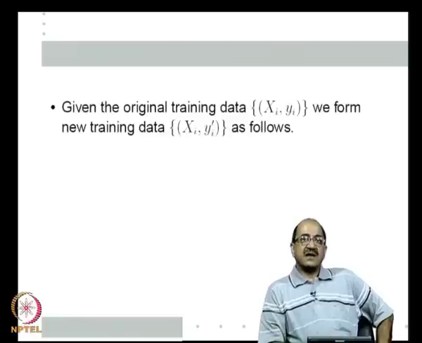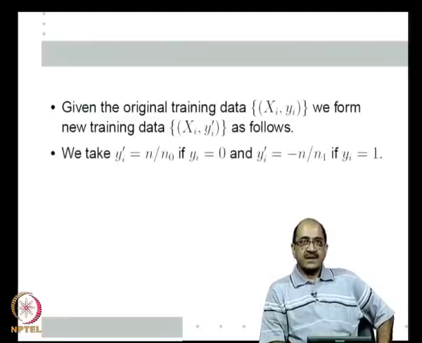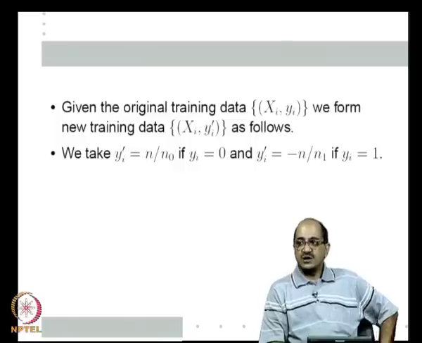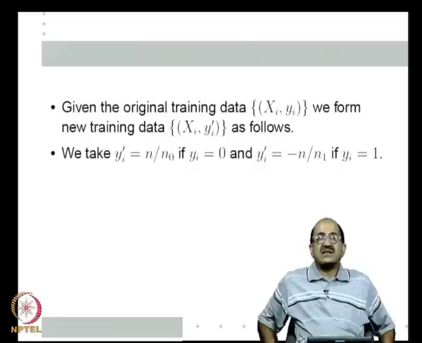We start with some data xi, yi, this is our given data, where xi is in R^d and yi is 0 or 1. This is our classification data. Given this data, suppose we form some new training data where the xi's are the same, but the yi's are changed to yi prime. How do I form the new yi primes? Originally yi's are 0 and 1. So, if yi is 0, that is, xi is coming from class 0, I take yi prime to be n by n0. So, I am just changing the targets.